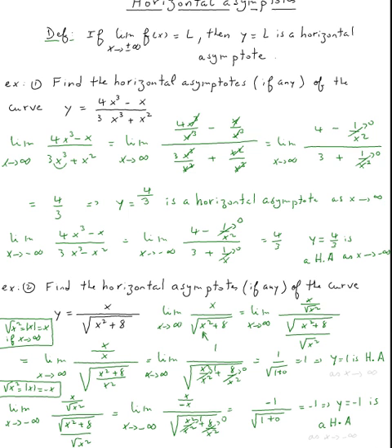So we have two horizontal asymptotes. We have y equals 1 as x goes to infinity, on the right side of the graph, and y equals negative 1 as x goes to negative infinity, in other words, at the left side of the graph. And that's it for this example.